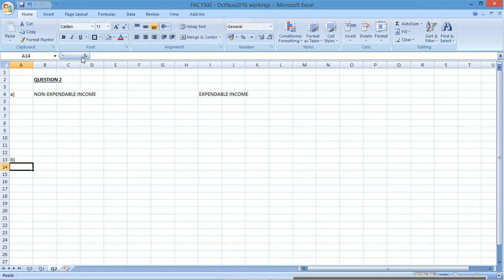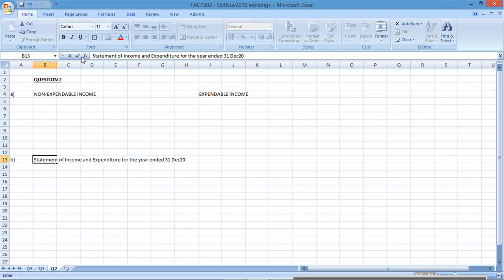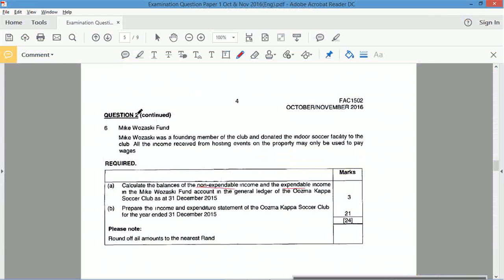B is the statement of income and expenditure for the year ended 31 December 2015. So that's what you've got. That's what they've asked you to do. So that's the first step.